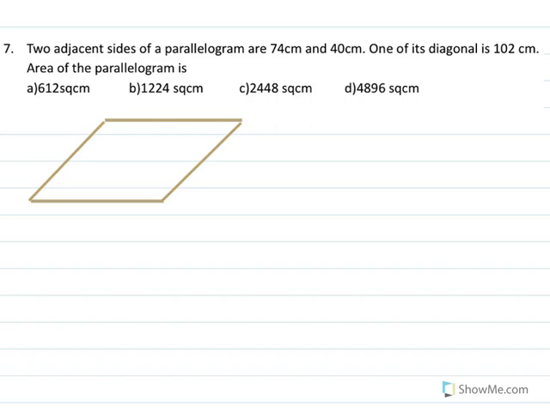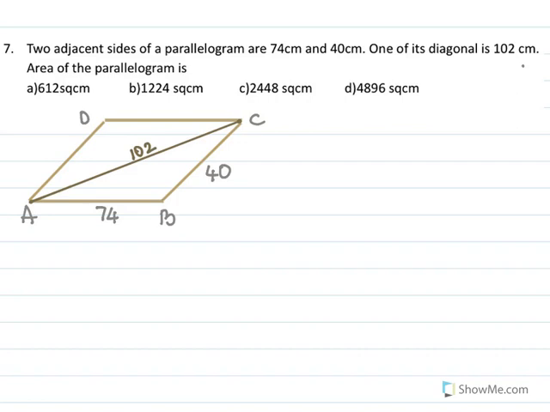Two adjacent sides of a parallelogram are 74 and 40. So here is a parallelogram ABCD, and they said two adjacent sides are 74 and 40. So let's put that down. This is 74 and the other adjacent side, this is 40. And one of its diagonals is 102. So we'll draw the diagonal. AC is one of the diagonals and it is 102. We have to find the area of this parallelogram.